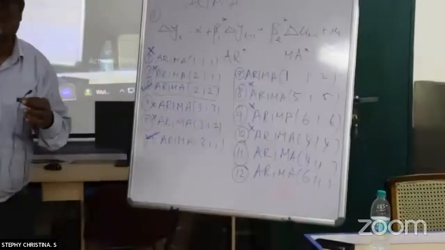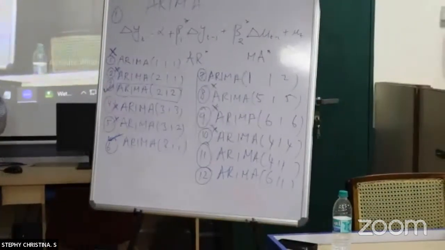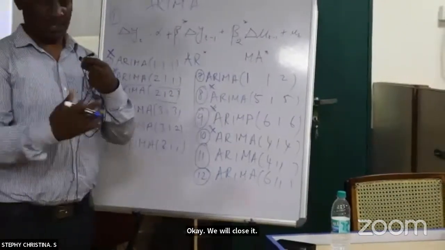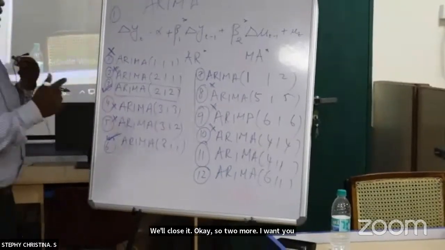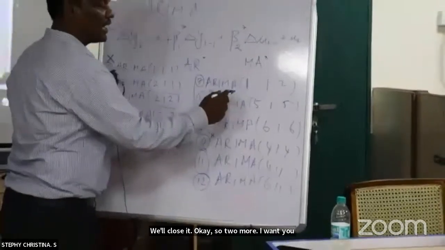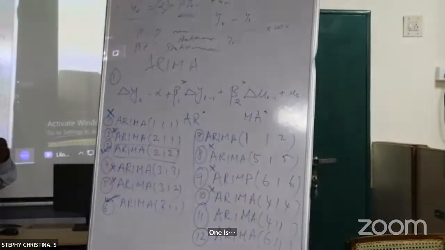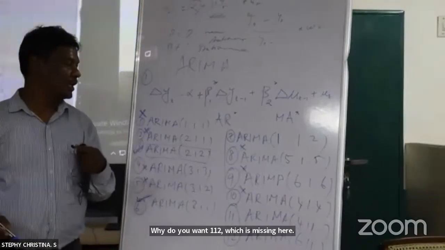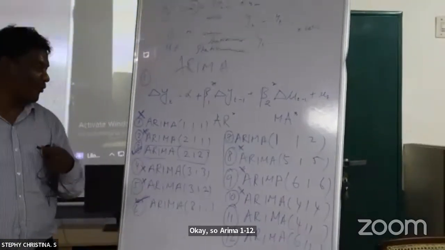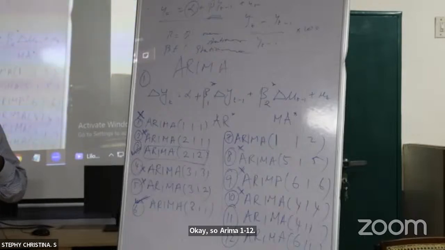Okay, we will close it. So two more. I want you to estimate three more ARIMA processes. One is ARIMA 112, which is missing here. The next one is ARIMA 411, then ARIMA 611.